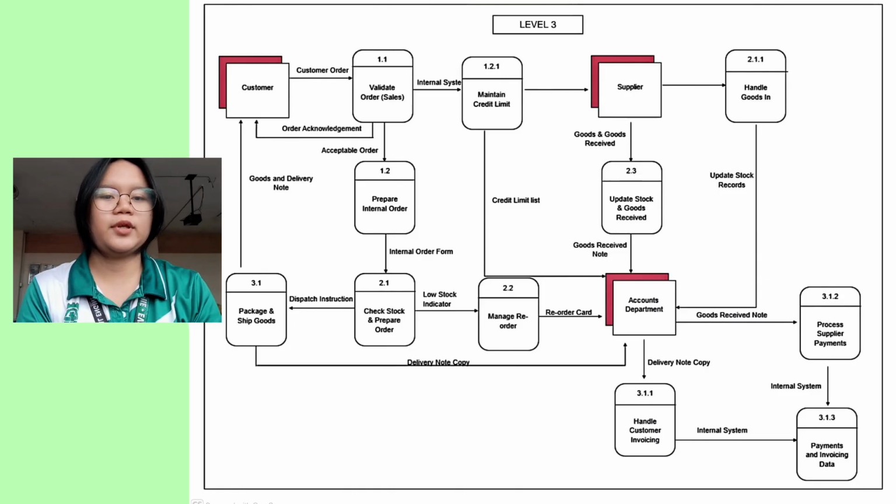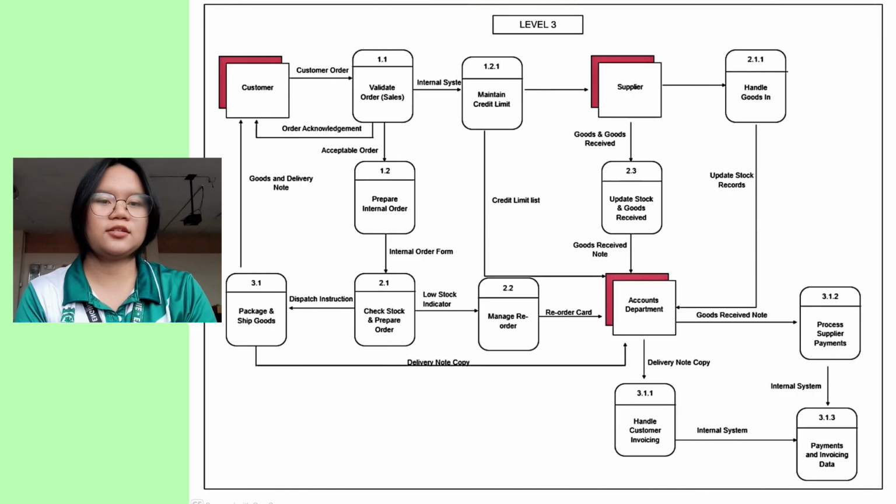This is coupled with process decomposition, where high-level functions are broken down into sub-processes like validate order and check stock and prepare order, which defines the data transformation logic. Each process box represents the conversion of input data into output data, essential for defining business rules and algorithms.